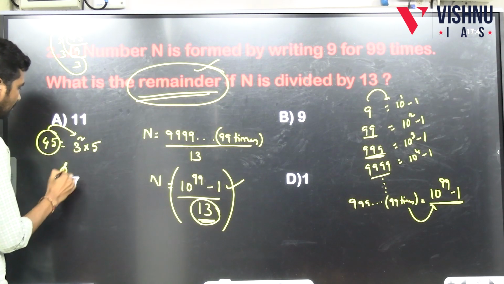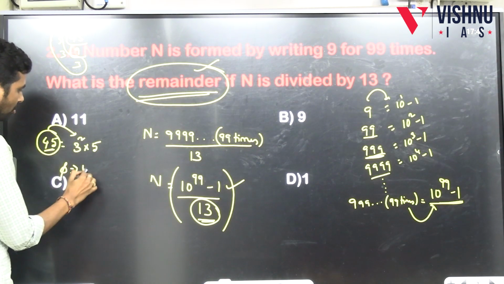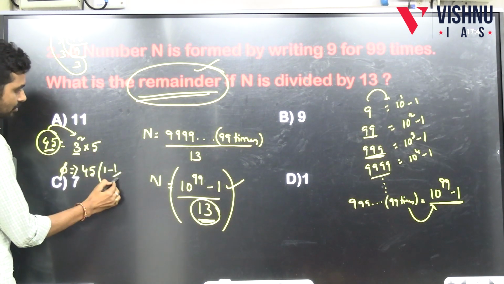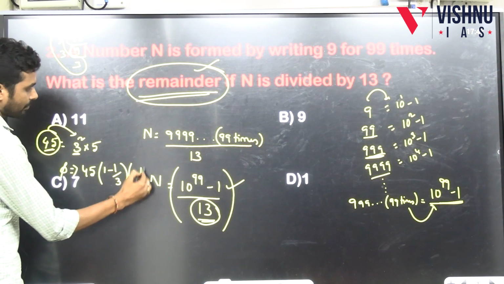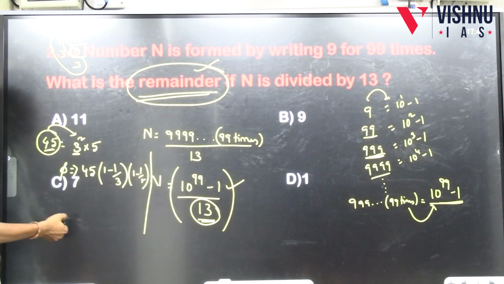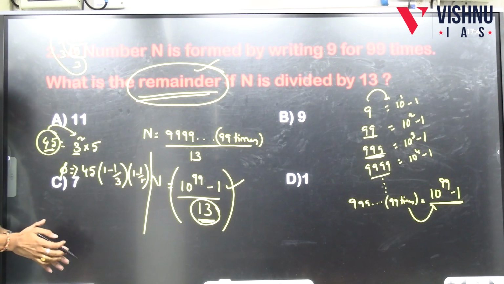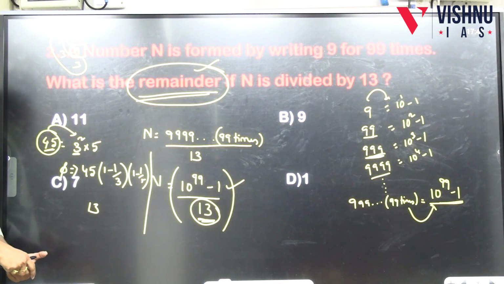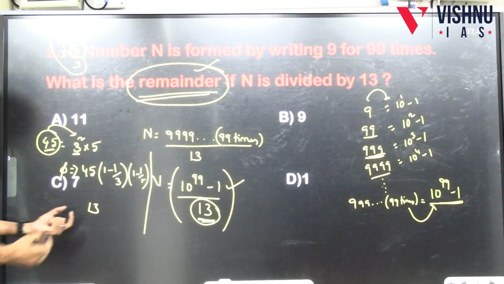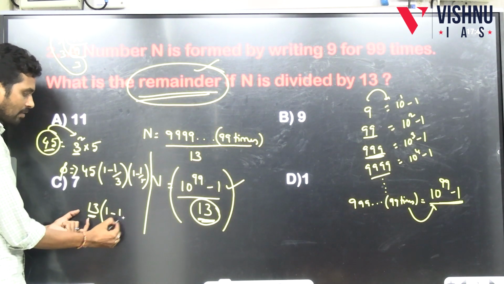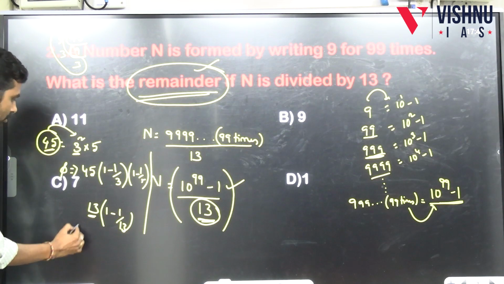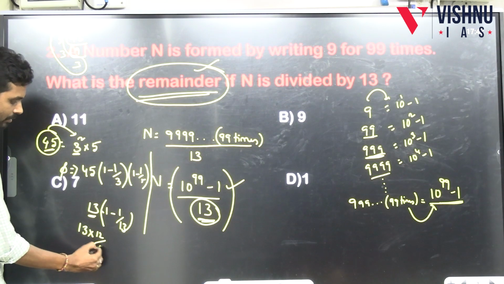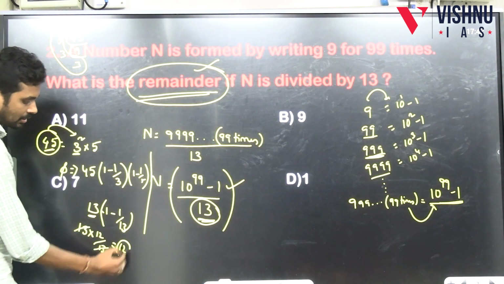The final totient value can be written like this. You take the number 45 into 1 minus 1 by 3 into 1 minus 1 by 5. Whatever values we have, we write them, and after that you simplify. That is the totient value. Now we have the number 13. 13 itself is a prime number. When the number itself is a prime number, we write it like this: the number into 1 minus 1 by 13. 13 into 12 by 13, the 13s get cancelled. So the totient is 12.